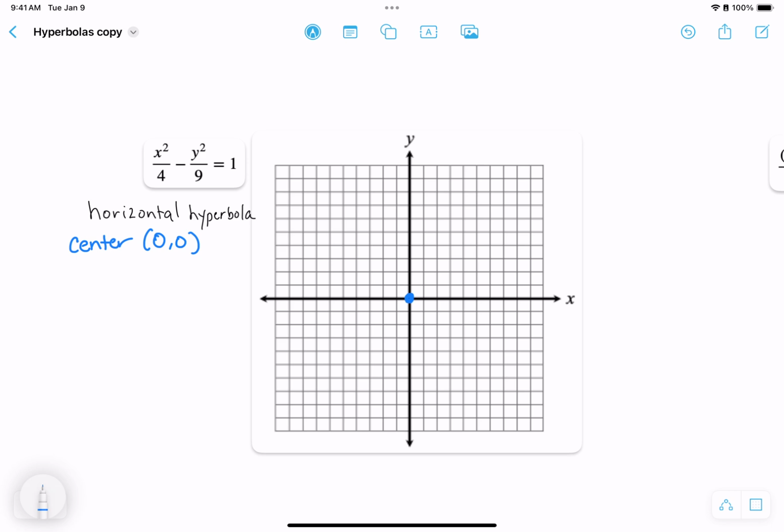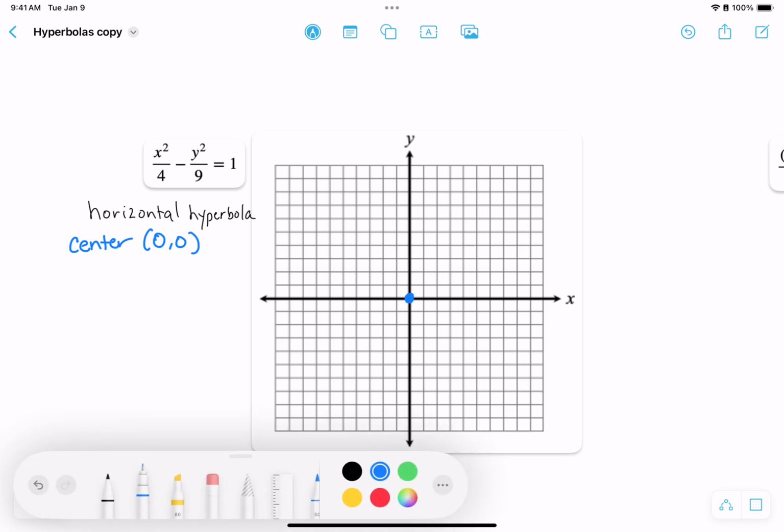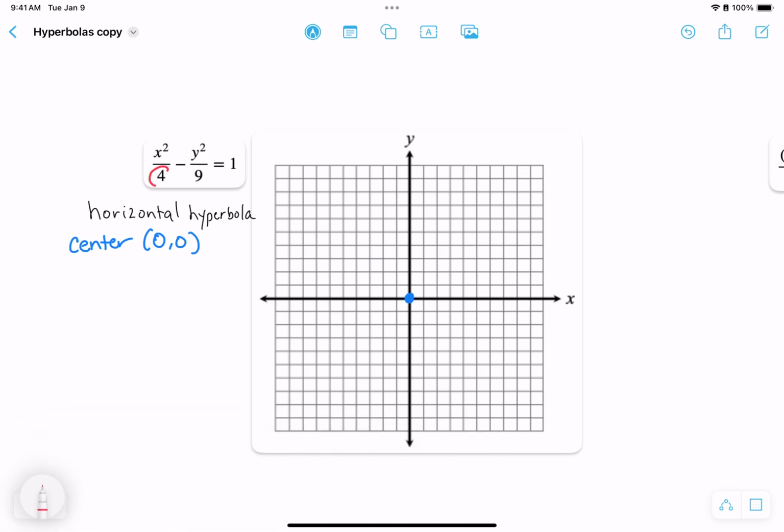Then the next thing that we're going to graph are the vertices. And the vertices are found, just like they were with an ellipse, by getting a and b. So in a hyperbola, a squared, rather, is always the number that comes first. So a squared is going to be 4, and that means a is 2. Square root of 4 is 2.